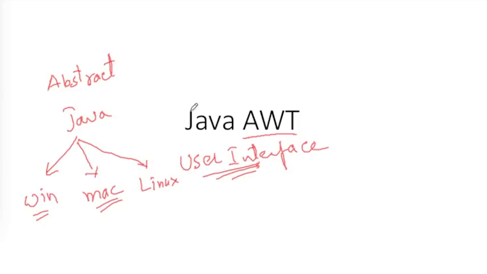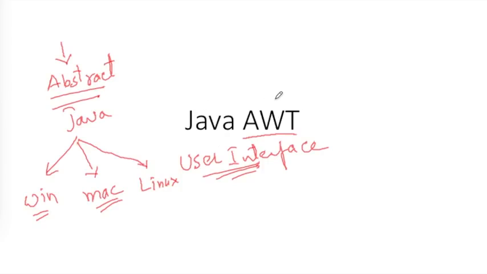So these classes are not meant for Windows or Mac or Linux, but they are abstract. Wherever they run, they look like a native application. So that's how they don't have their own look and feel. The look and feel will belong to the local operating system where the application is running. That's how we say these are abstract.